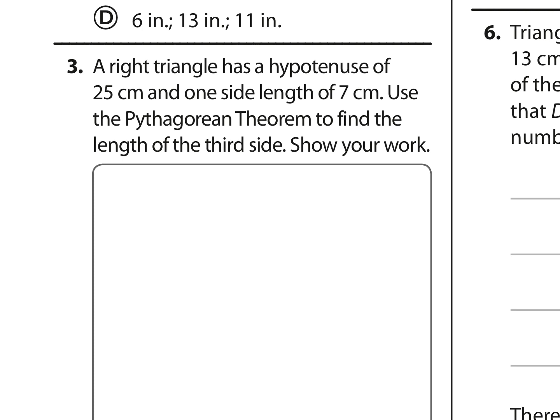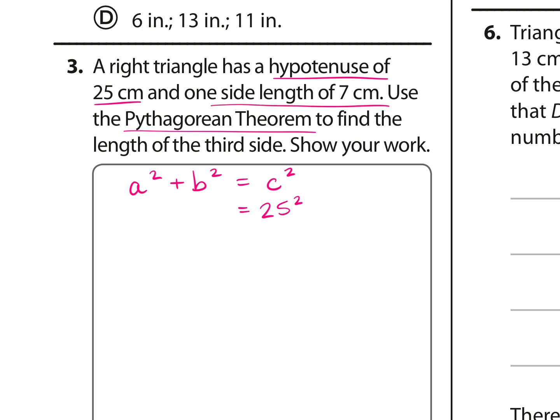Number 3, a right triangle has a hypotenuse of 25 centimeters and one side length of 7 centimeters. Use the Pythagorean theorem to find the length of the third side and show your work. So Pythagorean theorem says that we take the sum of the squares of the two shorter legs, and it's equal to the square of the longest side, which is the hypotenuse. So we have a hypotenuse of 25 centimeters and one side length of 7 centimeters. Let's call that side B. It could be A or B. So we'll simplify.